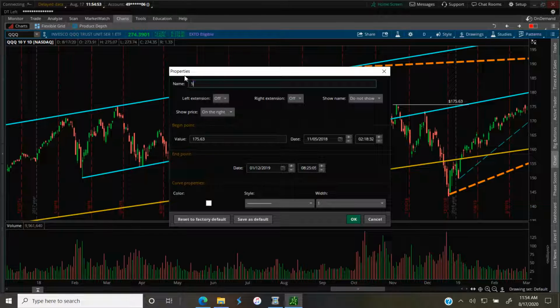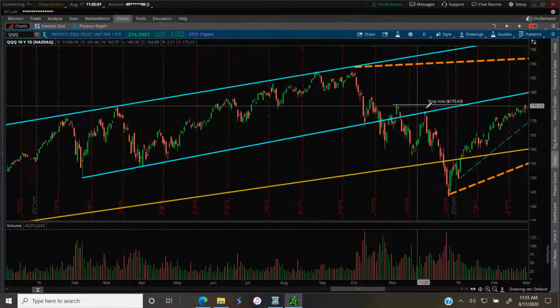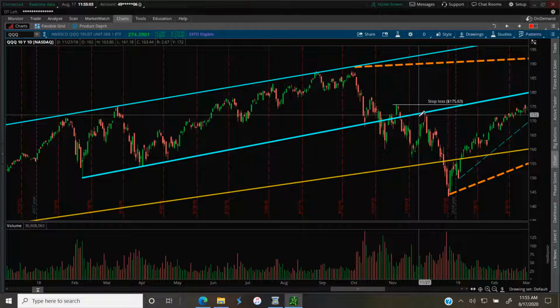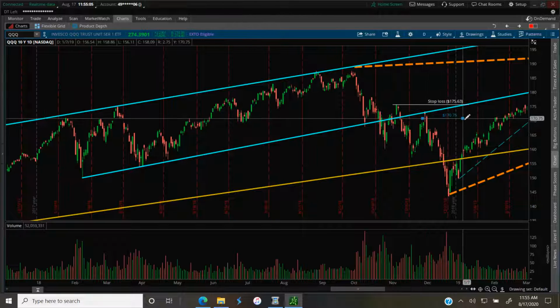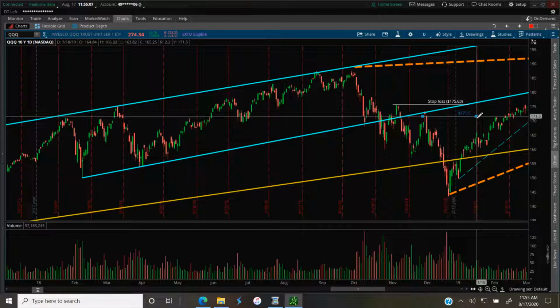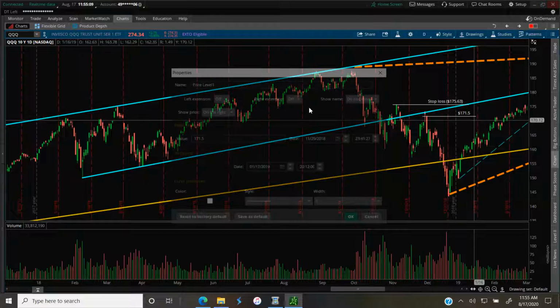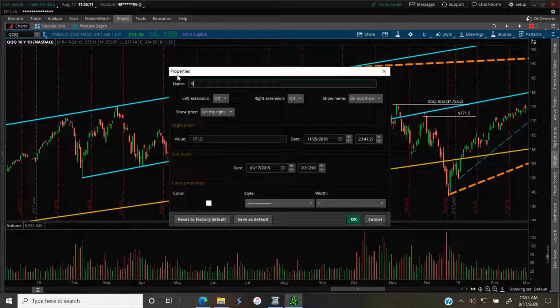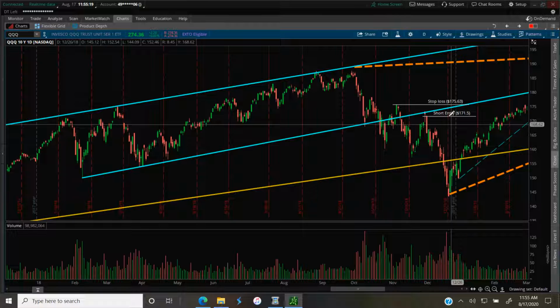This is your stop loss. This is your entry short.